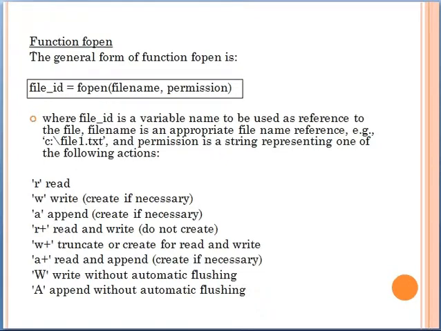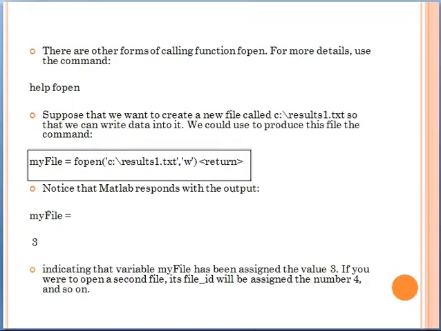In the place of permission, one of the following actions can be represented, such as r for read and w for write. If you type r in place of permission, that file will be used only for read purposes. Similarly, w is for write only, create if necessary, a is for append, and r+ means read and write, but do not create. Similarly, the other options are there. For more details on the fopen function, use the command help fopen. You will get many details about it.